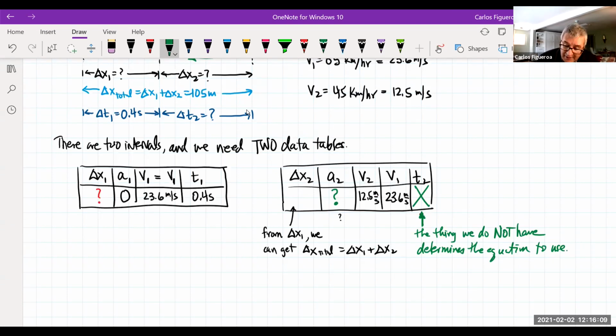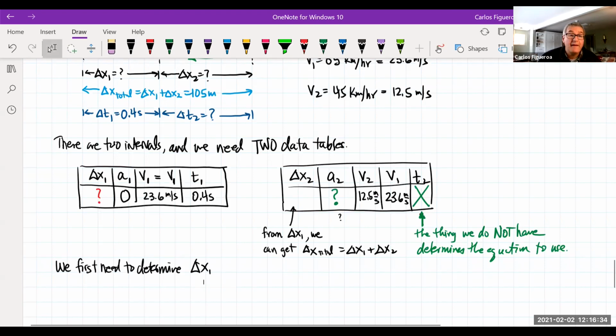In order to calculate this acceleration, I have to get delta x2. But as Ilian said, if I know the total distance, then I can get x2 here. So the first thing I need to do is determine delta x1. So let's go look at that. The thing I want you to think about here is that I have my kinematics table.